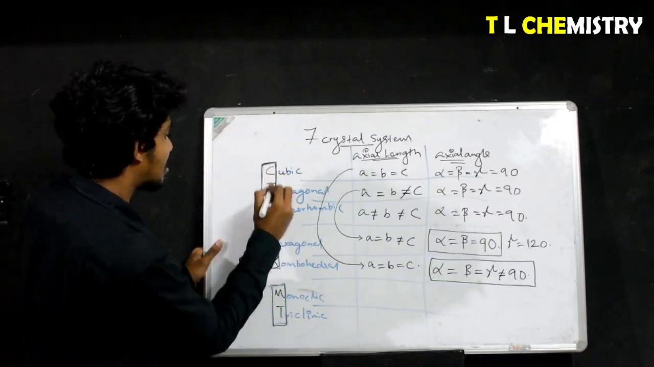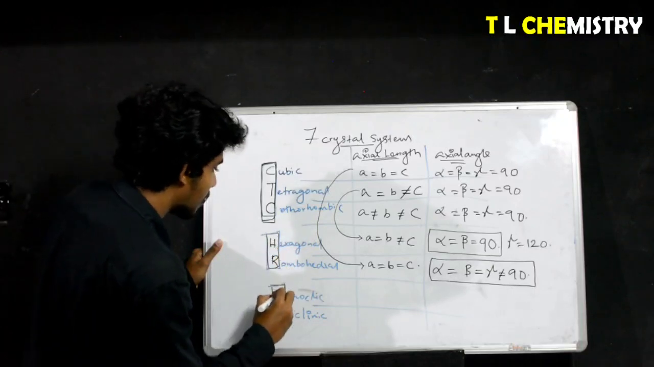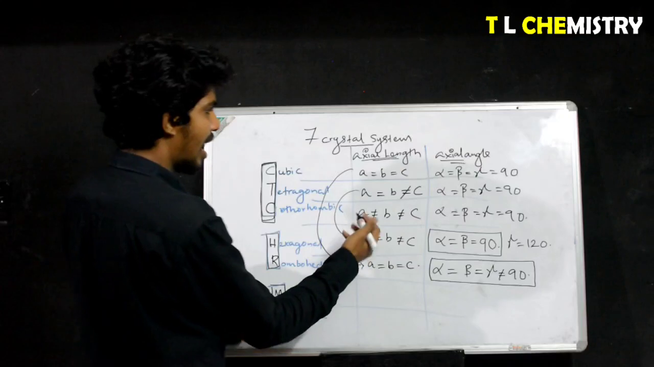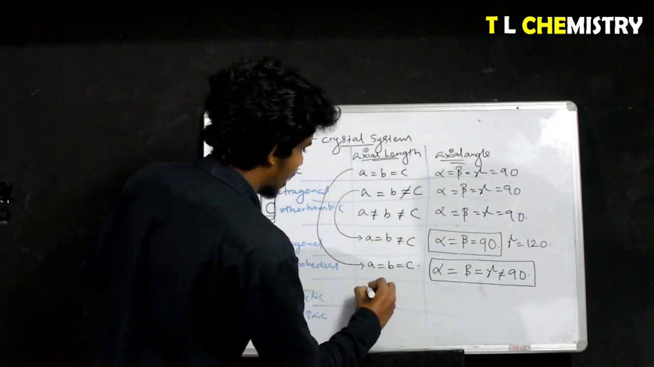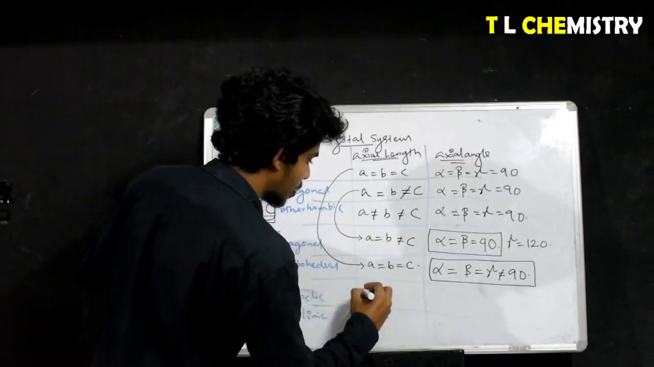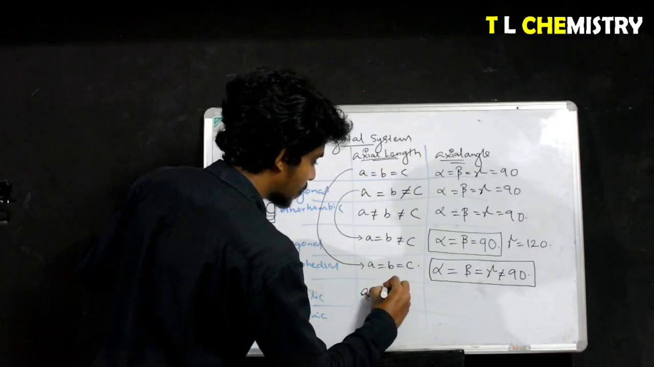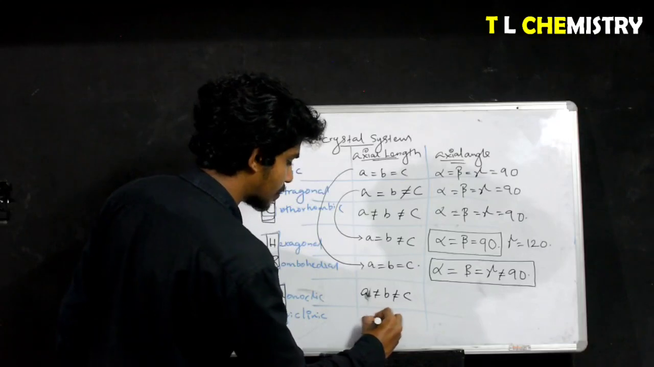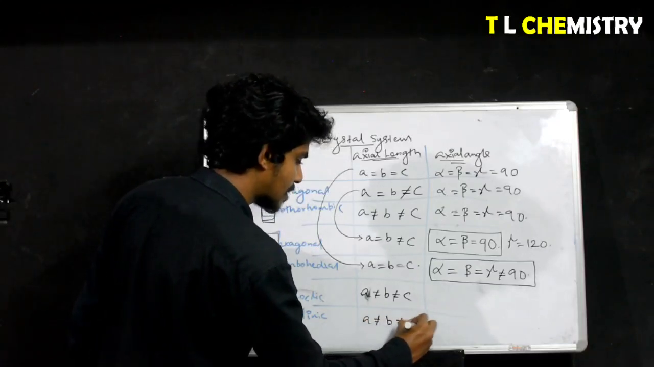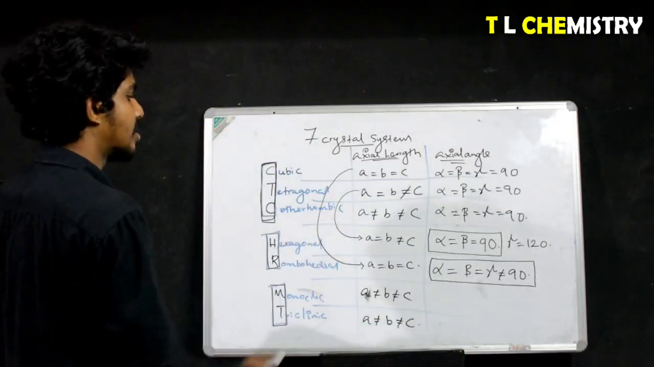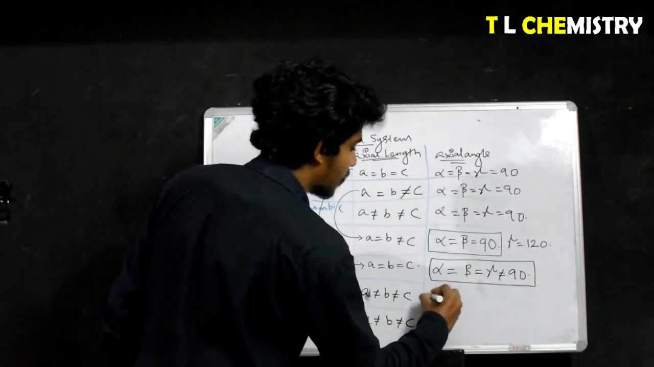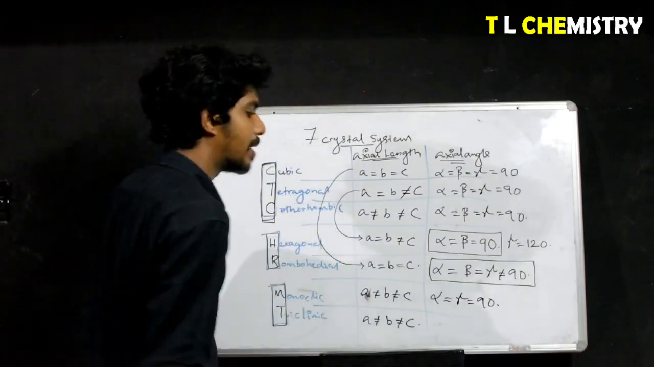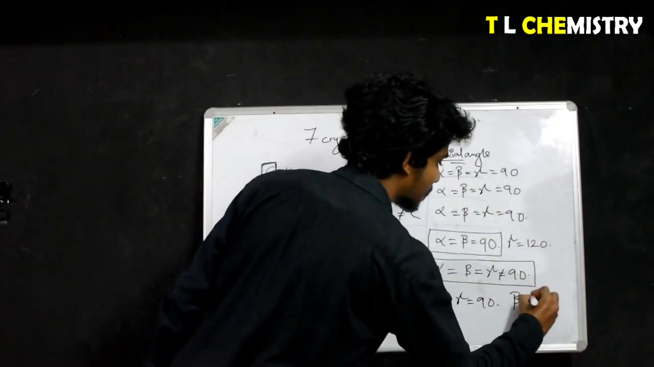CTOHRMT: cubic, tetragonal, orthorhombic, hexagonal, rhombohedral, monoclinic and triclinic. In case of monoclinic, the axial lengths are simple: a not equal to b not equal to c. In case of axial angles, alpha is equal to gamma is equal to 90, beta not equal to 90.